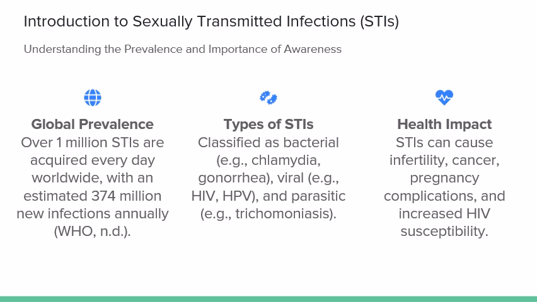STIs are classified into bacterial, viral, and parasitic categories. Common bacterial STIs include chlamydia and gonorrhea, while viral infections such as HIV and HPV can have severe long-term consequences. Parasitic infections like trichomoniasis also contribute to the burden of STIs.